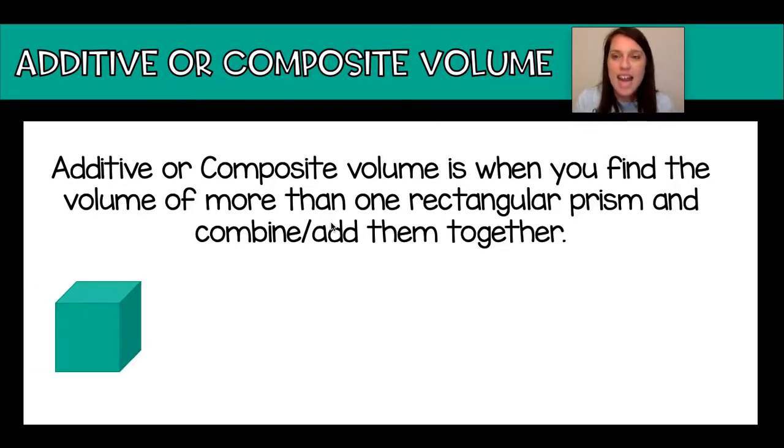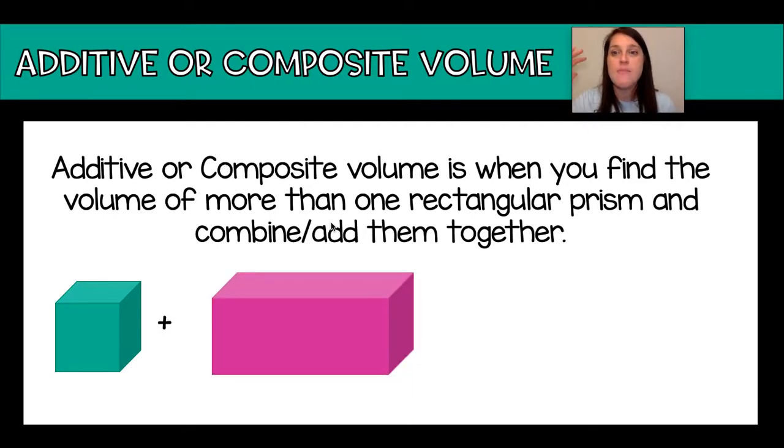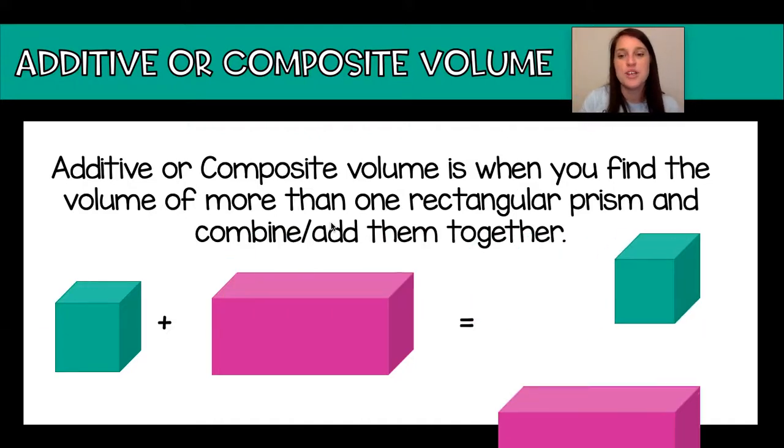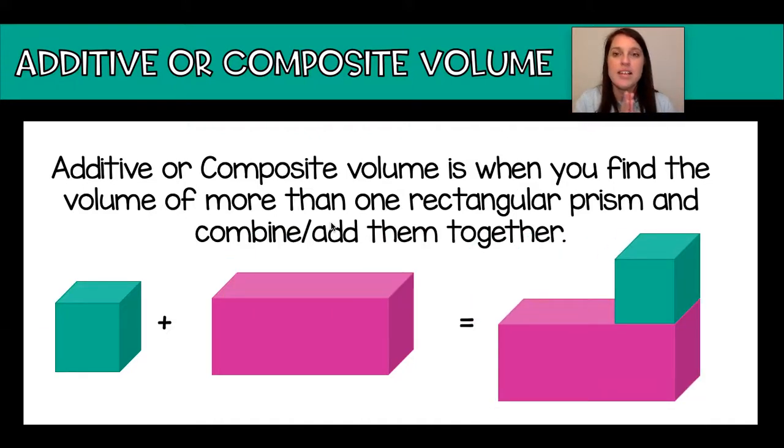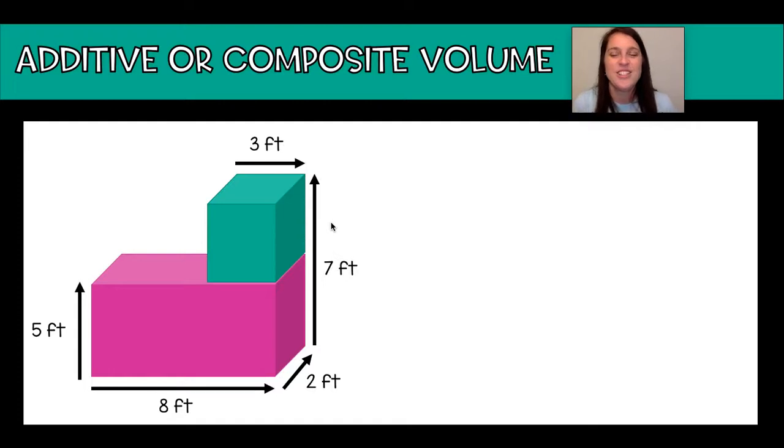So we might have the dimensions of one rectangular prism or cube, and we might have the dimensions or volume of a rectangular prism. And then what you're going to do is you're going to add or combine them together to find one total volume. Sounds complicated? Because it is. So let's break this down.